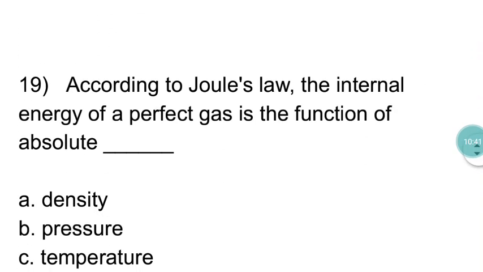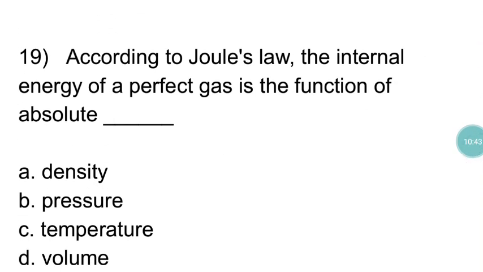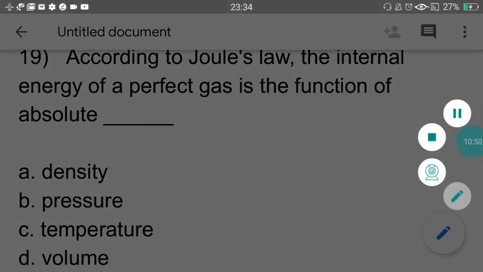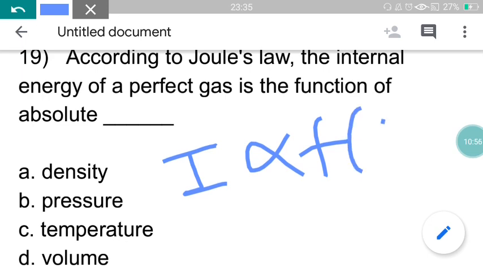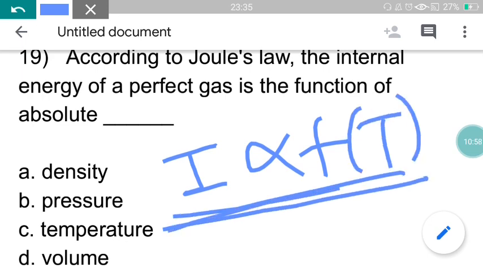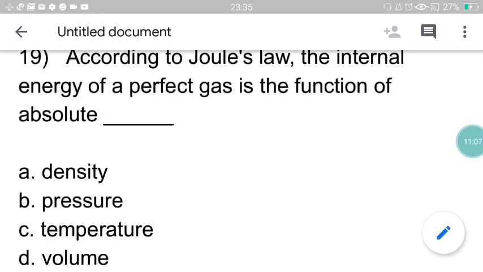Next question. According to Joule's law, the internal energy of a perfect gas is a function of what? So according to Joule's law, the internal energy, which is denoted by U, is directly proportional to, or it is a function of, what? Temperature alone. Keep in mind, internal energy of a perfect gas is a function of absolute temperature. So according to Joule's law. Okay, the correct answer for this question is option C, temperature. Next question.